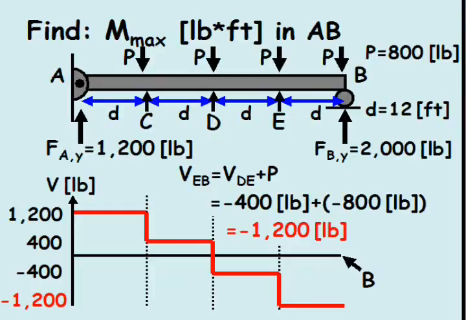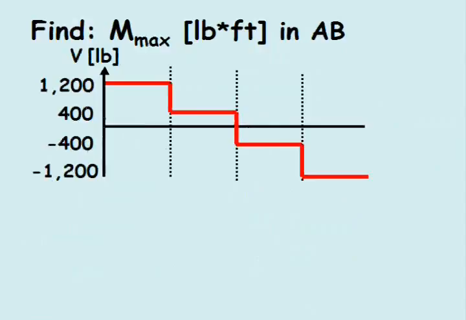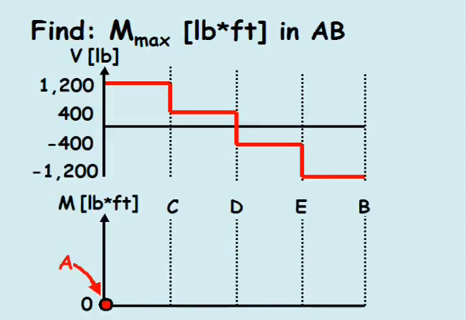Since the problem asks to find the maximum moment in beam AB, we can use the shear diagram to construct the moment bending diagram and identify the maximum moment. Since the shear in the beam is equal to the change in moment along the length of the beam, then the moment is equal to the shear times the length along the beam. Since there is no moment in the beam at the pin connection at point A, the moment at point A equals 0.